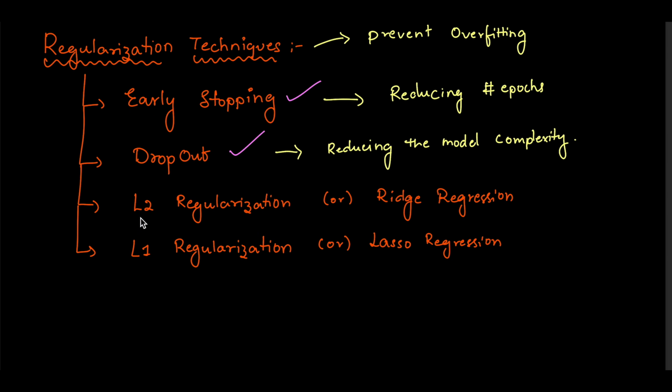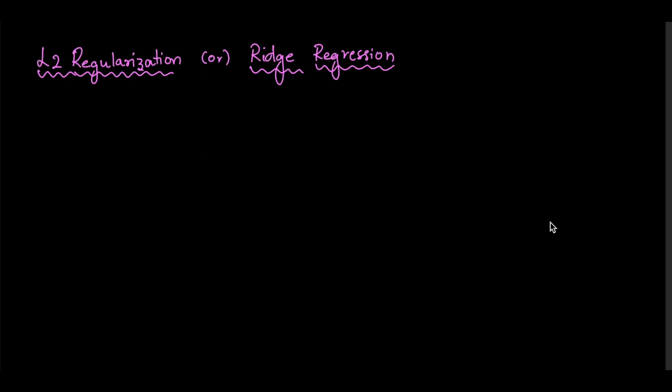Now let's see the other two regularization techniques, that is L2 regularization, which we can also call ridge regression, and L1 regularization, which can also be called lasso regression. Basically, in these, we'll try to change the loss function that we are using. So in early stopping we are trying to reduce the number of epochs, in dropout we are trying to reduce the model complexity, whereas in case of L2 and L1 regularization, we'll try to change the loss function so that it will not overfit. Okay, so this is the basic idea. Now let's discuss it in detail.